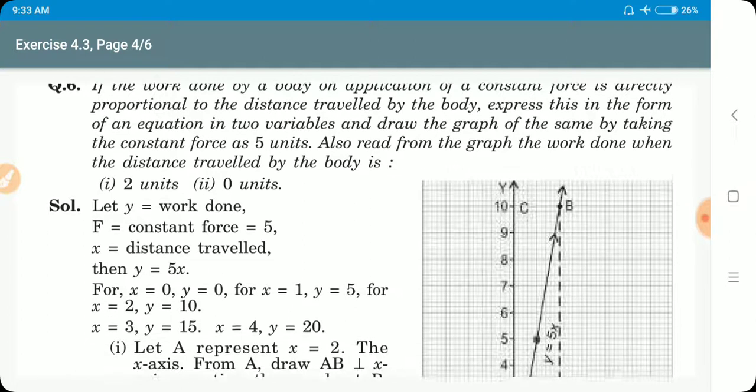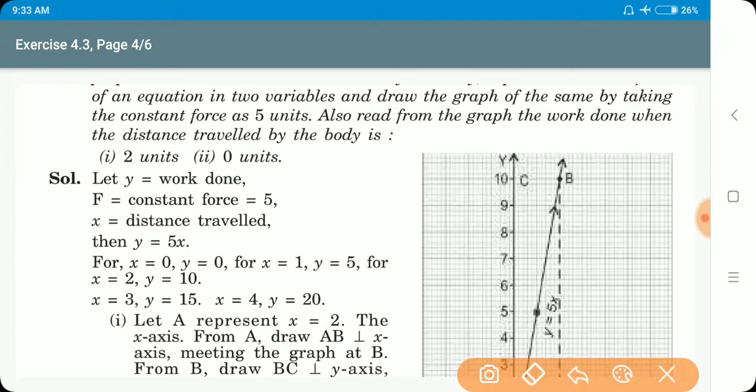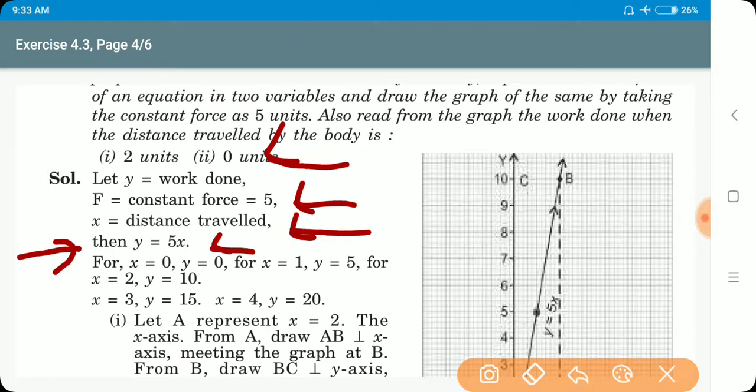Okay, so students, let the total work done be y, and the constant force F is 5. The distance traveled is x. So your work done is equal to force times distance, so y = 5x. Putting x equal to 0, I get y equal to 0. When x is 1, y is 5; x is 2, y is 10; x is 3, y is 15; x is 4, y is 20, and so on.